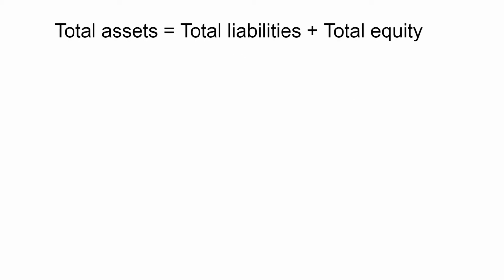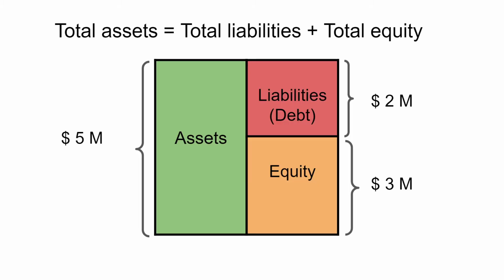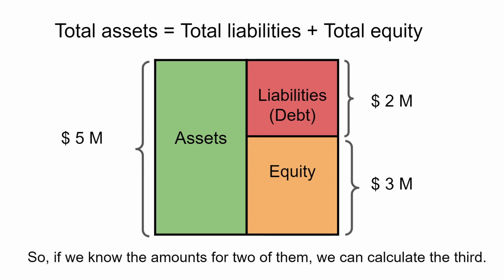As you see, this is the well-known accounting formula and accounting equation that says total assets that we have should be equal to total amount of liabilities plus total amounts of equity. So as you see in this table that we can find in the balance sheet, if we have $5 million of assets, we should have total liabilities plus equity that adds up to $5 million, $2 million plus $3 million in this example. So if we know the amounts for two of them, we can calculate the third.